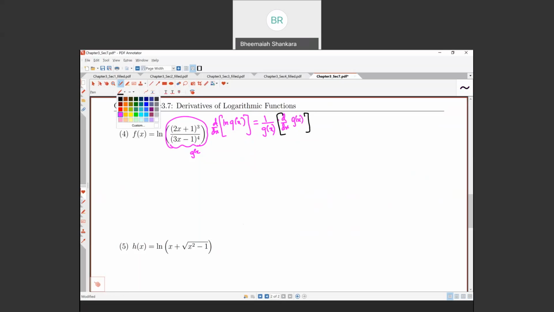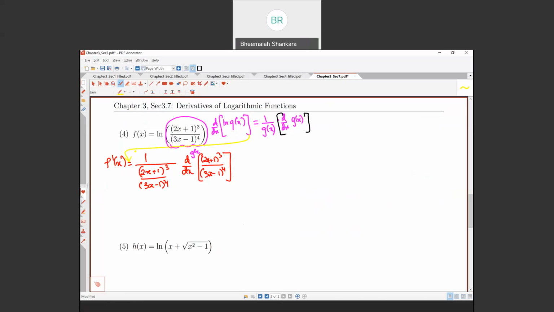Let me write this as f prime x equals 1 over the function, 2x plus 1 to the cube divided by 3x minus 1 to the 4. Then you have d/dx of the entire inner function, which is 2x plus 1 to the cube divided by 3x minus 1 to the 4. So for this particular step, we did apply this formula here.